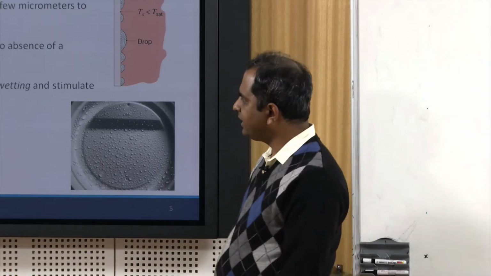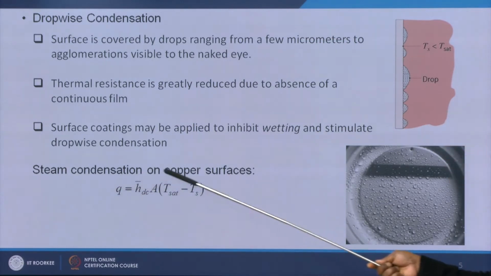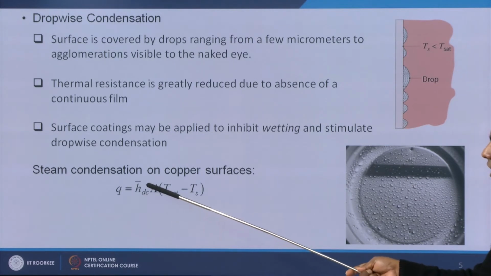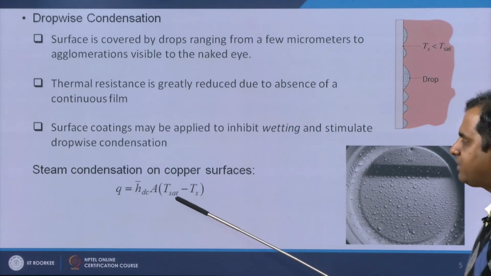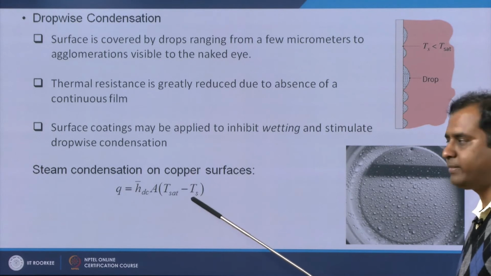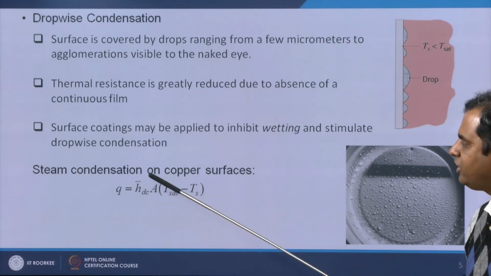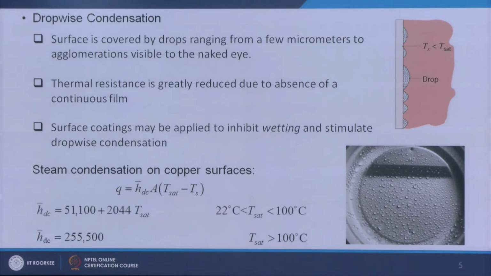Then, steam condensation on a copper surface can be written in this fashion: Q equals h_DC times A times (Tsat minus Ts). Ts is the surface temperature, and Tsat is the saturation temperature of the vapor at that given pressure. This h_DC is the heat transfer coefficient for dropwise condensation. There are several correlations for finding this heat transfer coefficient. I will tell you one correlation.